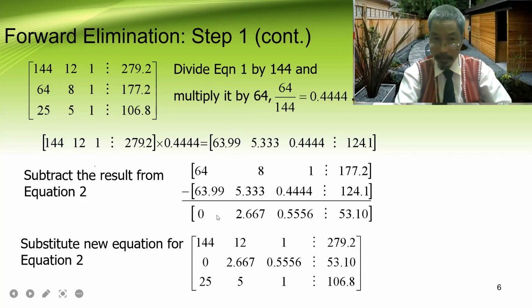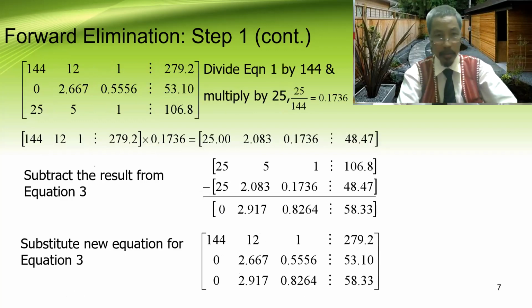This is now our updated equation number 2. So put it in the place for equation number 2 here. That is 0, 2.67, and then 0.5556. We are using 4 significant digits. So 53.10, this is 4 significant digits. So we have now the updated matrix of our problem. Let's go on for the next one.